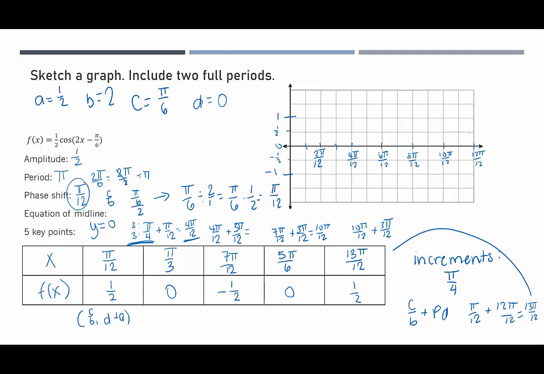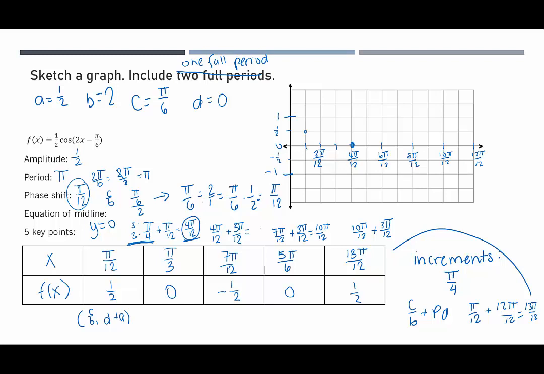Now this does say to include 2 full periods, but just because the phase shift was so tiny and the increments are a little bit bigger than that, we're just going to do 1 period. So sorry, just including 1 full period. And we'll just do those key points that I listed below. Okay, so we're starting our graph this time at pi over 12. We're not starting at 0. Pi over 12, 1/2. We're going over to pi over 3. Where's pi over 3? Pi over 3 was 4 pi over 12. And we're going to 0.